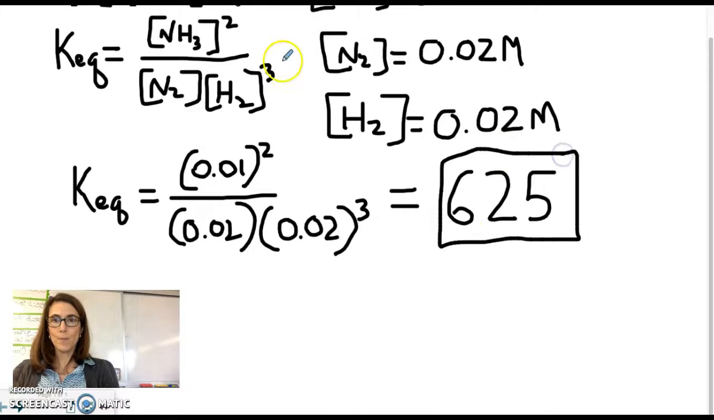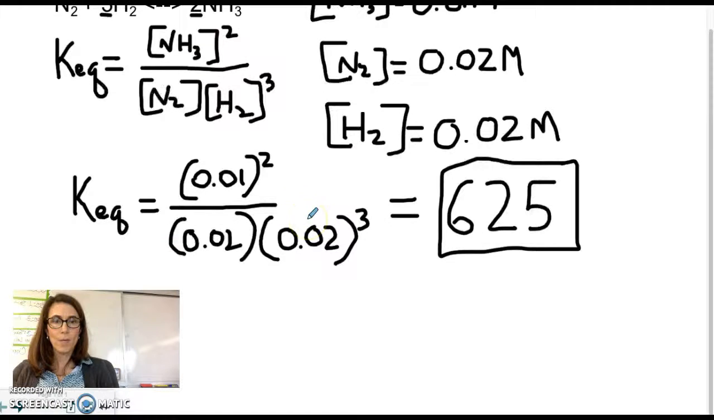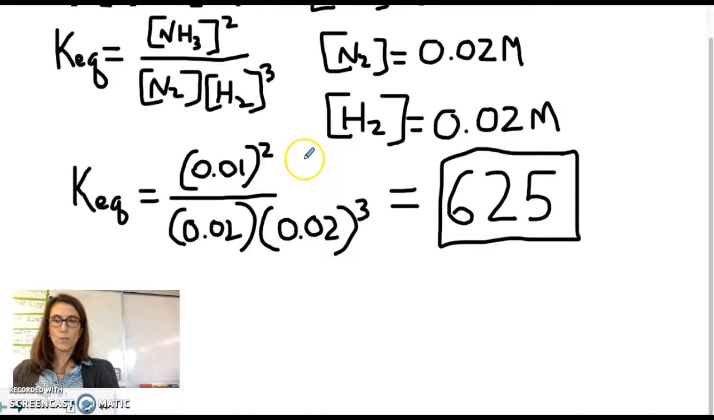So just to remember, KEQ values are always our products over our reactants, and then we raise the concentrations of all of the substances involved in the reaction to the power of their coefficient. Then you can just plug those concentrations into that expression when you're given them, and you will get the equilibrium constant. And for this problem, we got a value of 625.